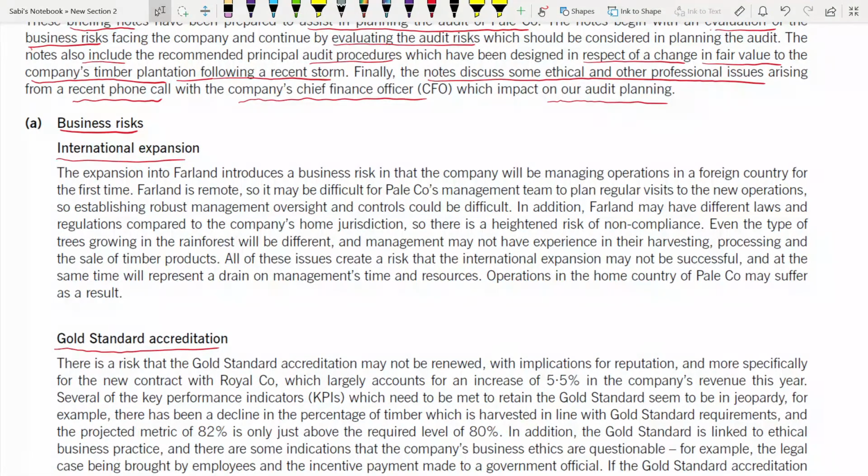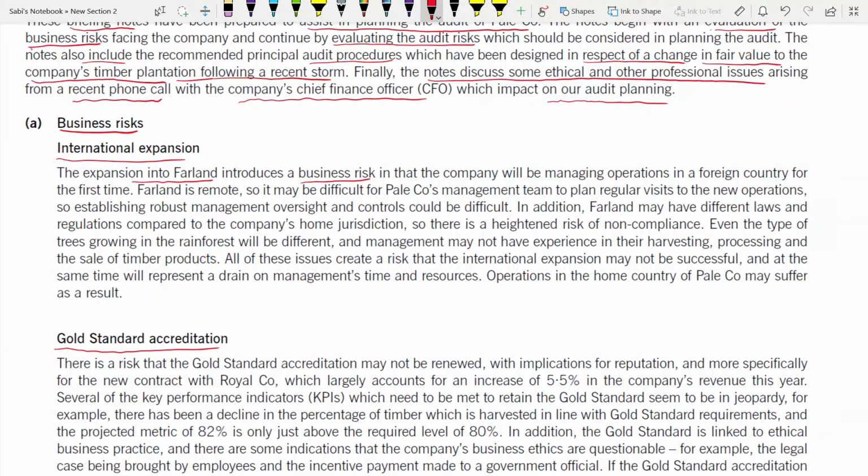International expansion. So how are you going to write this? Straight away you're going to say that when you expand into Farland, it will introduce you to business risk. Which country are you expanding into? So expansion into Farland will introduce a business risk in that the company will be managing operations in a foreign country for the first time. Why will it introduce the business risk?